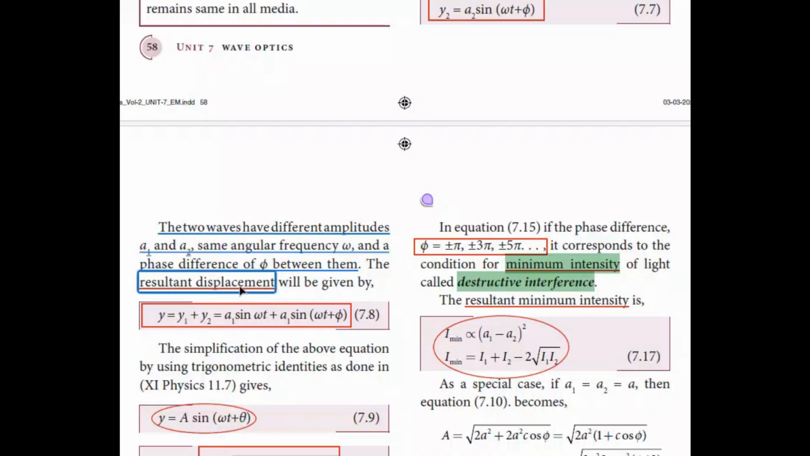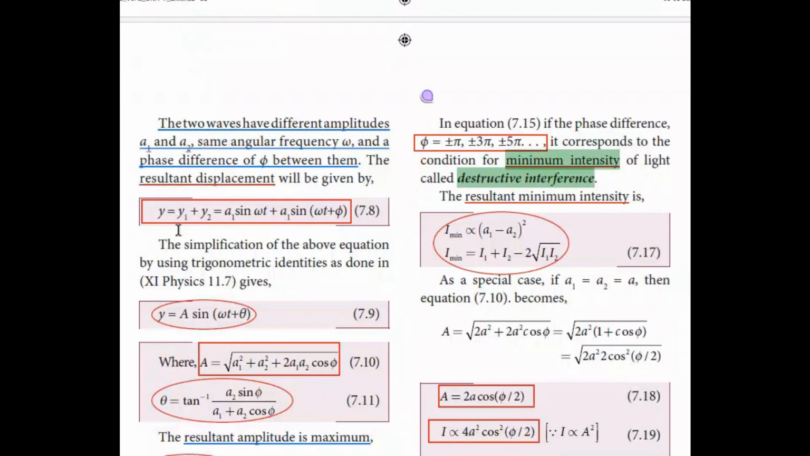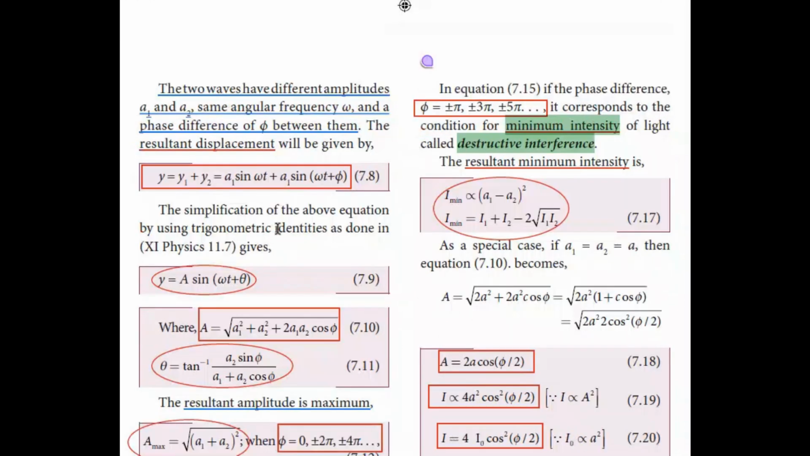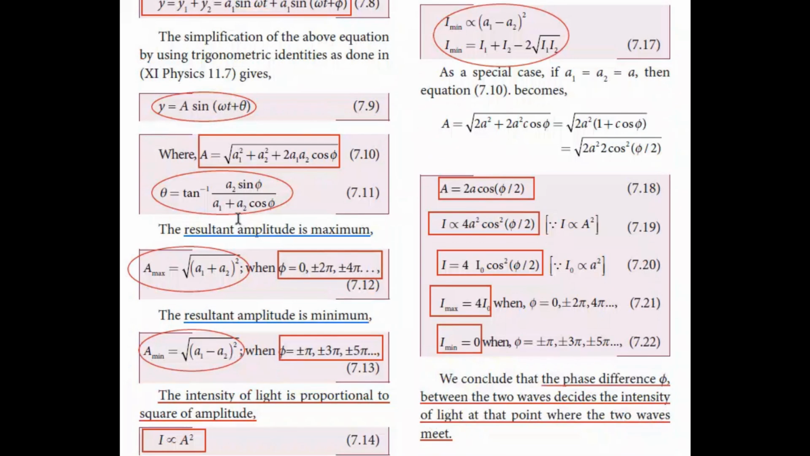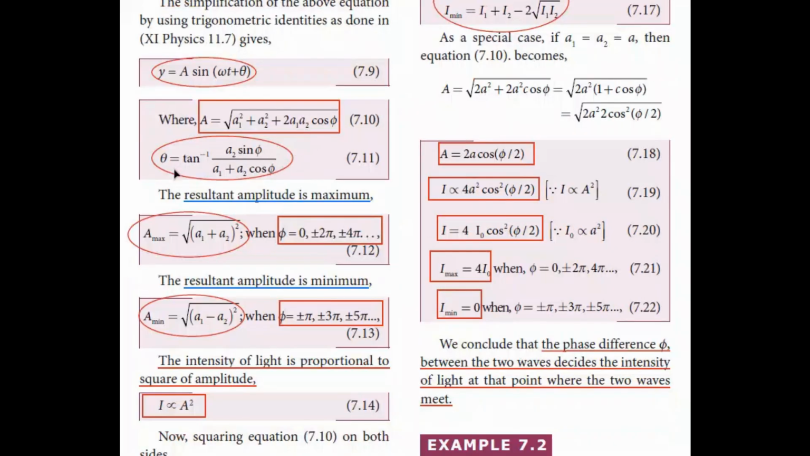The resultant displacement will be given by this expression y equal to y1 plus y2, that's equal to a1 sin omega t plus a2 sin(omega t plus phi). Simplification of the above equation by using trigonometric identities will give y equal to A sin(omega t plus theta), where this amplitude A is given by root of a1 square plus a2 square plus 2 a1 a2 cos phi, and here theta is given by tan inverse of a2 sin phi by a1 plus a2 cos phi.